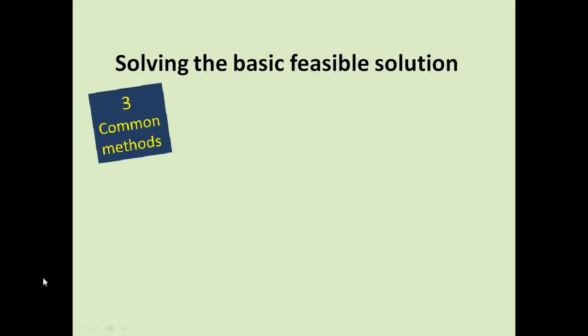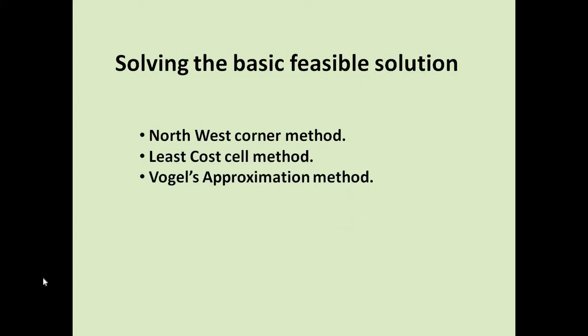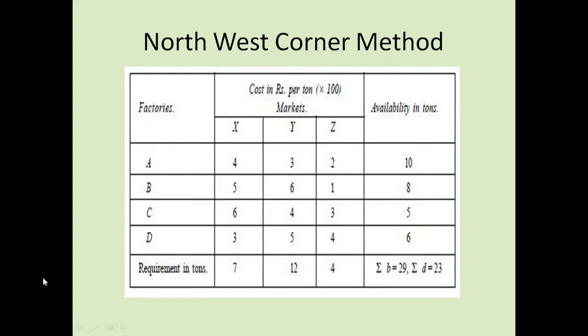Okay, so to solve the basic feasible solution, we use 3 common methods. One is the northwest corner method, the second is the least cost cell method, and the third one is Vogel's approximation method. In this video I'll be covering the northwest corner method, and probably we'll be covering the other 2 in the next videos. Okay, so now there's a problem here and let us just solve this.